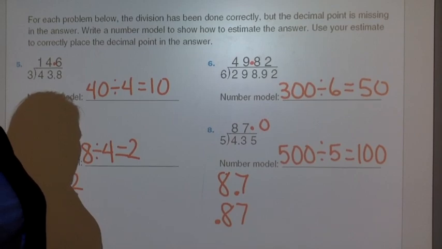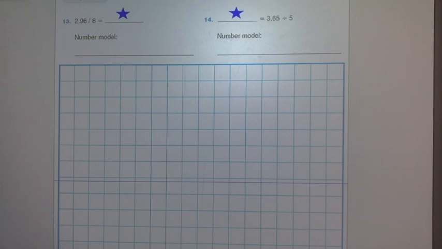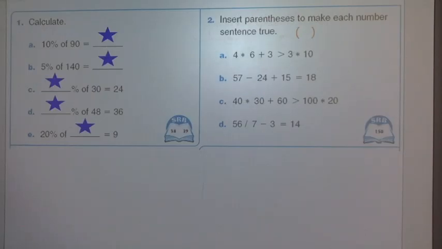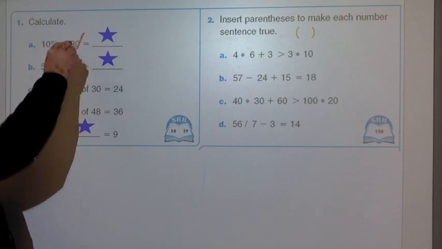We are going to move on to math boxes. You may cross off page 271, the whole entire thing, and join me on 272 for math boxes. So you can cross off page 271, that whole thing. All right, number 1, you're going to calculate. Please do these with me. 10% of 90. Remember the trick for 10%. Take off a 0 or take off that last number.